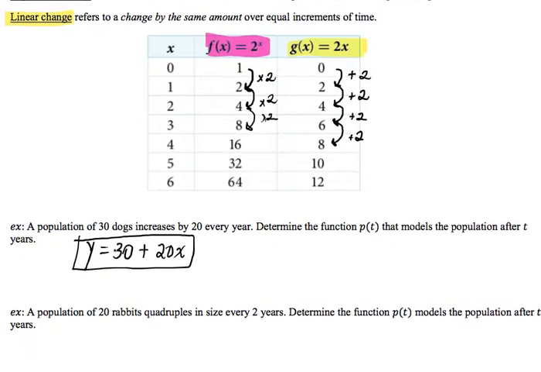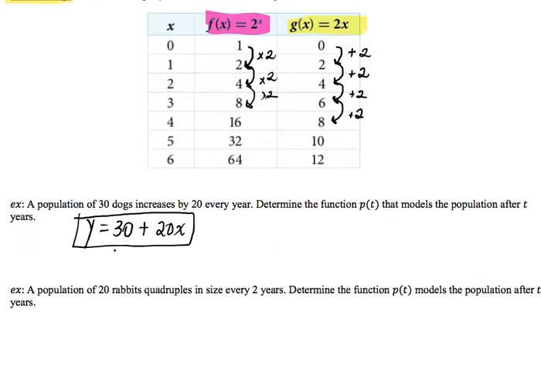That's a linear function. But this one, a population of 20 rabbits quadruples in size every 2 years. Well, that means that it's multiplying by a constant number with every equal increment in time. So this one actually is an exponential function. So we're going to determine the function p of t that models the population after t years. So p of t is an exponential function, so it is of the form c times b, I'll just change the x to the t there, c times b to the t.